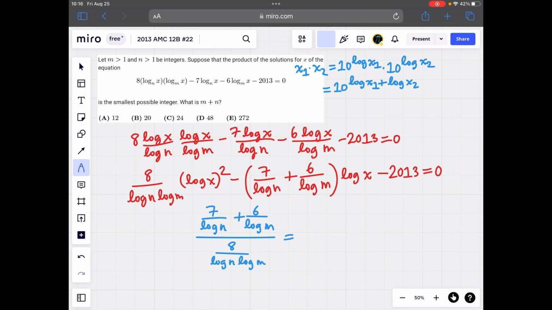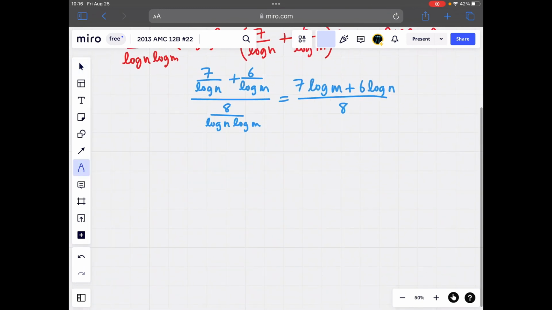And if we multiply both numerator and denominator by log n times log m, we're going to get 7 log m plus 6 log n over 8. So that is the sum of the solutions for log x of this equation. And then 10 to the power of that is going to be the product of the solutions for x of this equation. So we want 10 to the power of 7 log m plus 6 log n over 8.